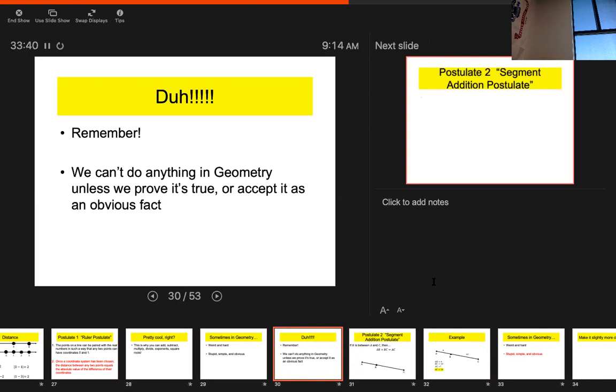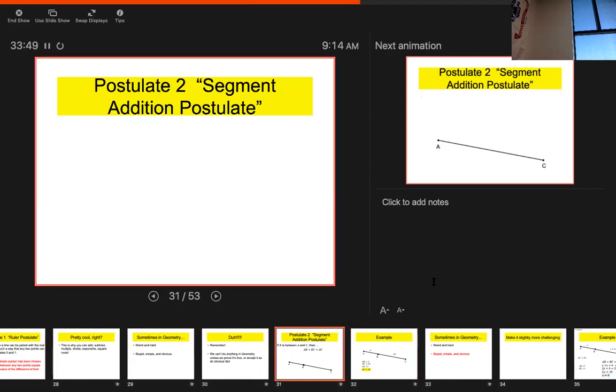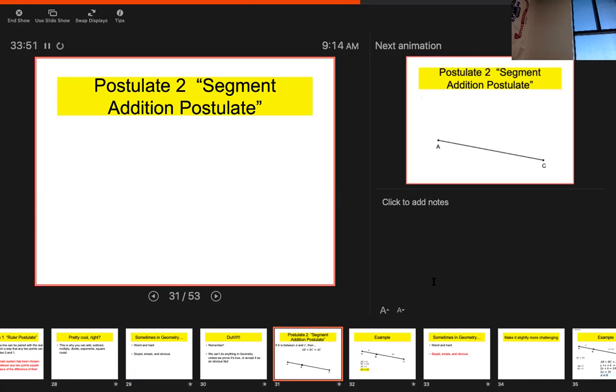Remember, we can't do anything in geometry unless I prove it to you. Postulates are the one exception. We accept those as fact. Okay? Postulate 2. This is in your book of truth. This is called the segment addition postulate. This is a dull one. I'm going to give it to you. I'm not going to prove it to you because you'll see it's obvious. Or it should be obvious.